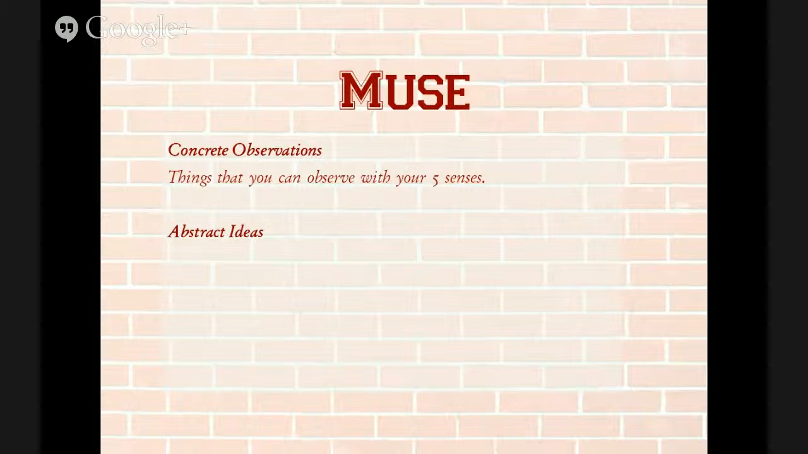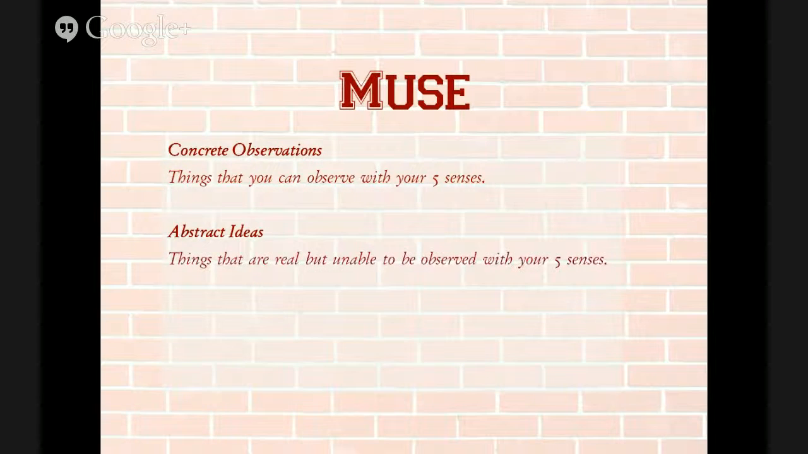Now, the second level of thinking, on a higher level of thinking, this is where you get into abstract ideas. And the word abstract means things that are real but unable to be observed with your 5 senses. For instance, you might say that the Titanic heroes were brave. So is bravery something that you can touch or something that you can smell? Not really, but it's still real, right? It's on this abstract level, where it's real, but you can't observe it with your 5 senses.